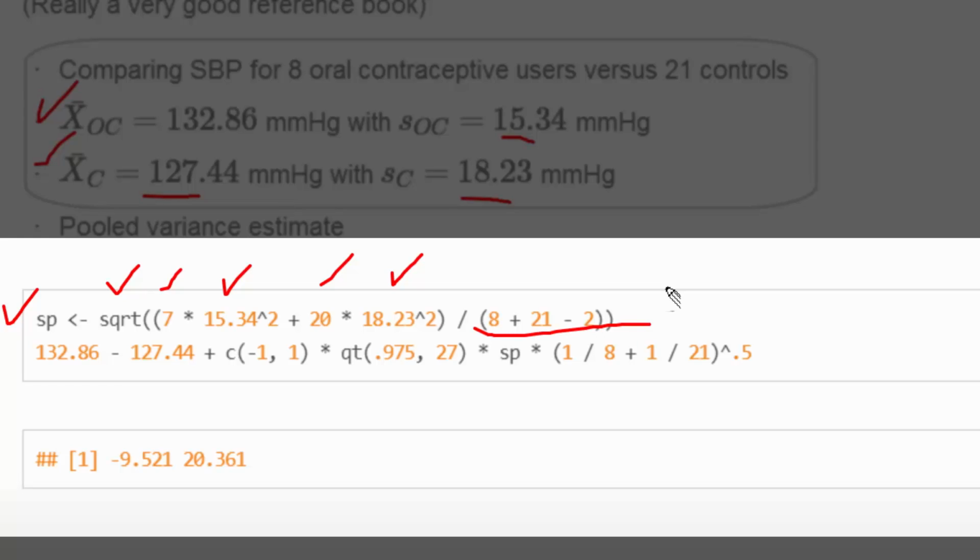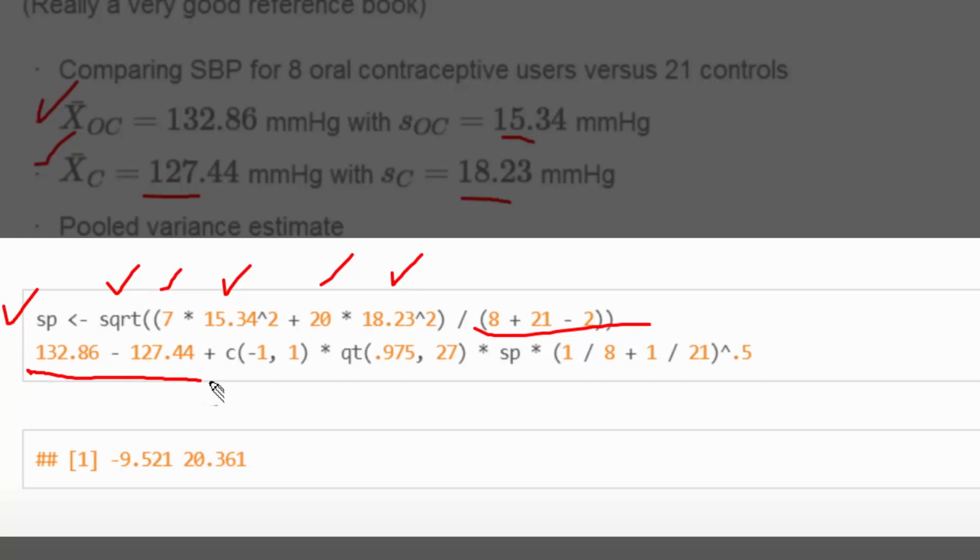That gives us a weighted average of the variances, where the control group, with 21, gets more impact than the oral contraceptive users, with 8. Then I square root the whole thing because I want the standard deviation.